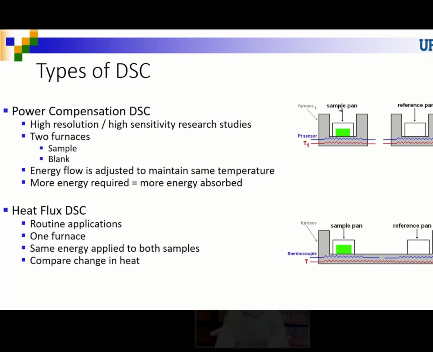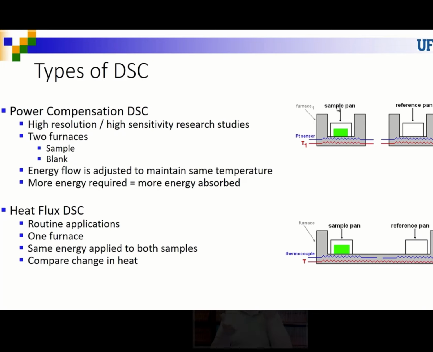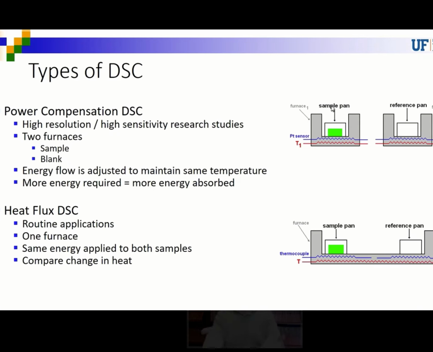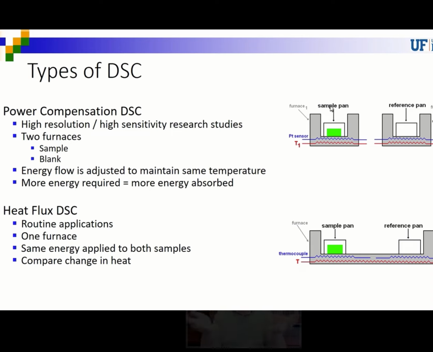And so what we do is we compare how much more heat we are putting into the sample pan versus the reference pan. And the amount of the differential between them is going to give us some information. So in this case, we are going to adjust the amount of energy or the heat that we are putting into the two furnaces so that we maintain the same temperature between the ovens. The more energy that we have to put into our sample oven, that means that our sample is absorbing more energy.